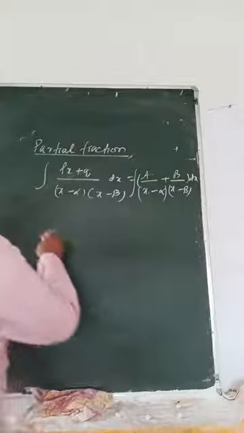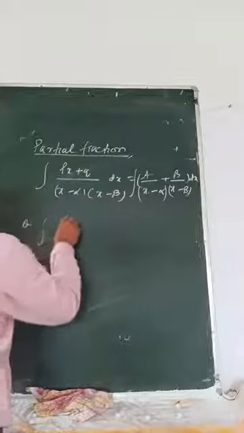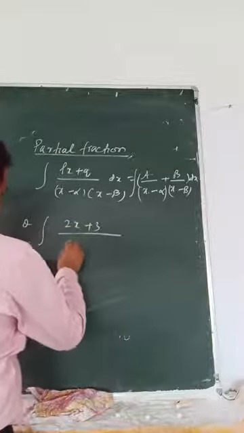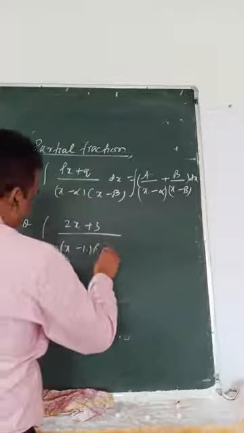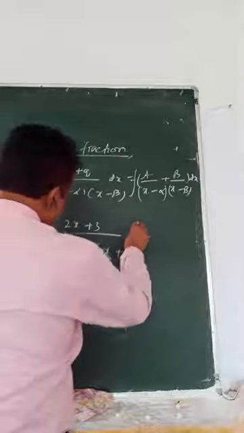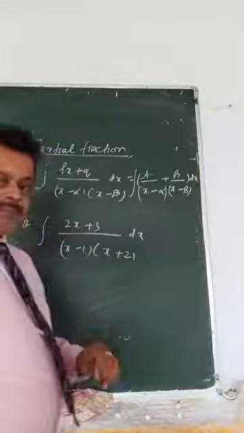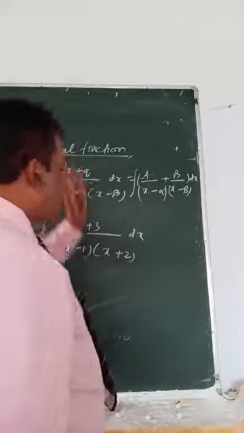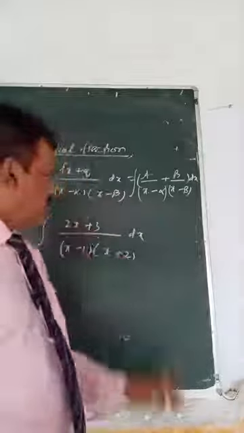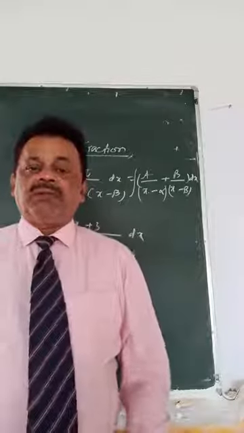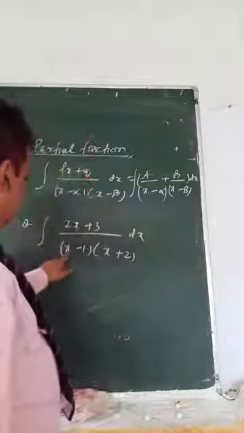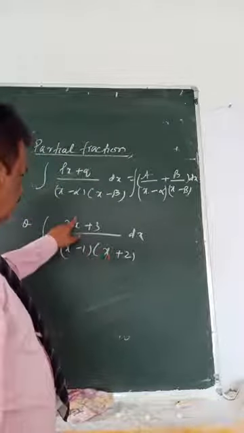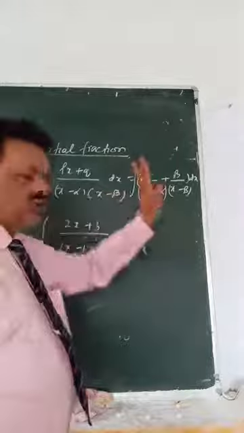One by one we will go. Suppose our first question is (2x + 3) / ((x - 1)(x + 2)). Remember, I will tell you one thing: the degree of the denominator should be greater than the degree of the numerator, otherwise the formula will be different. So let's check here. x into x is x squared, degree is 2. Here the degree is 1, which means we can use this formula.